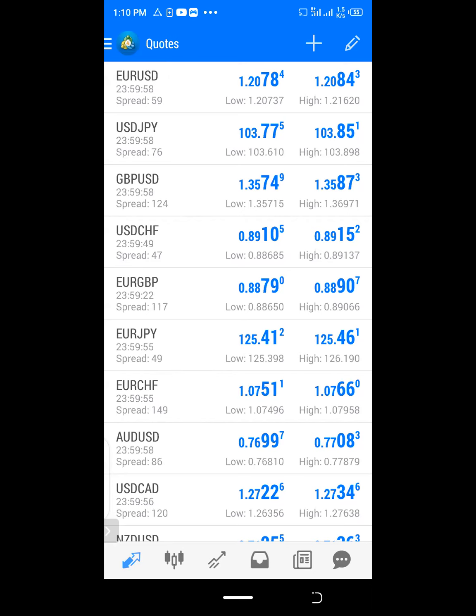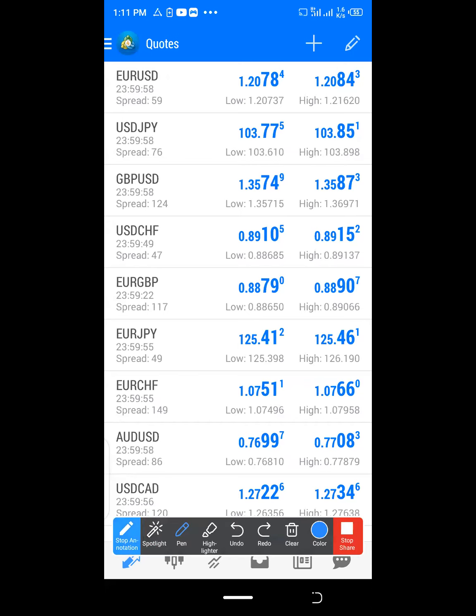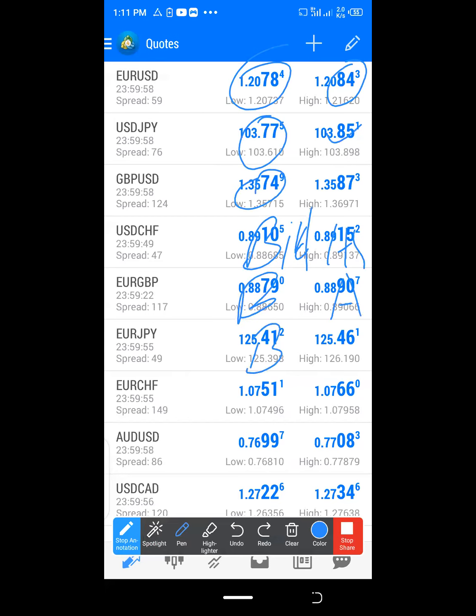All right. So the bid and the ask is what? The price, the rate. It shows you the movement of these different currencies. And we call them the bid and the ask. This is the bid, and this is the ask.